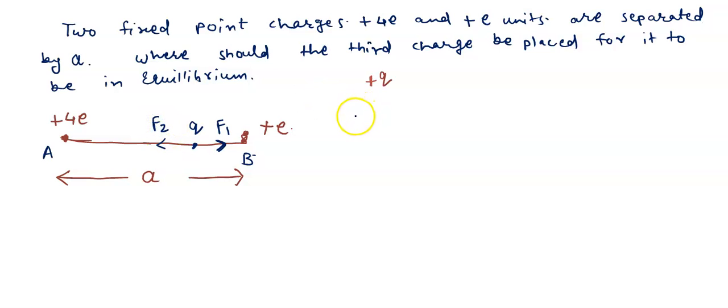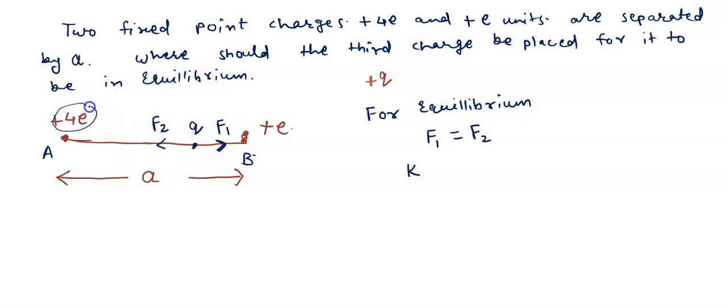And for equilibrium, for stable equilibrium, these forces should be equal. That is, F1 should be equal to F2. Now what is F1? F1 is 1 upon 4 pi epsilon naught, which we write as K, Q1. Now for F1, this is the force exerted by 4E on this Q. So it will be 4E into Q divided by, okay, now the distance is not mentioned. So let this distance be X.